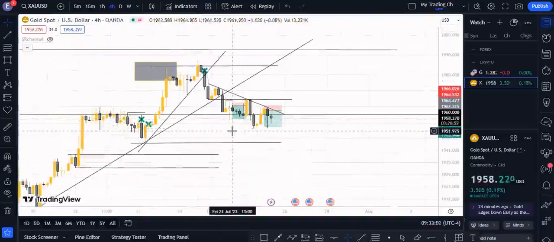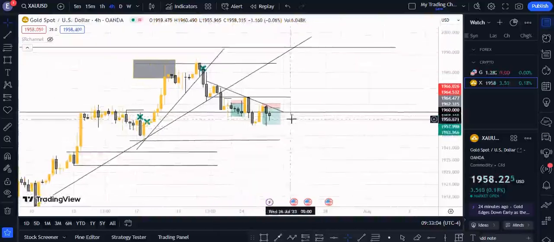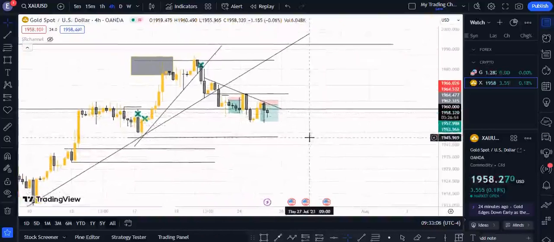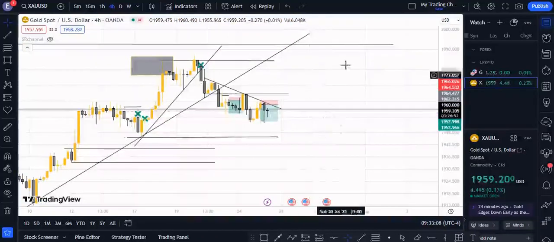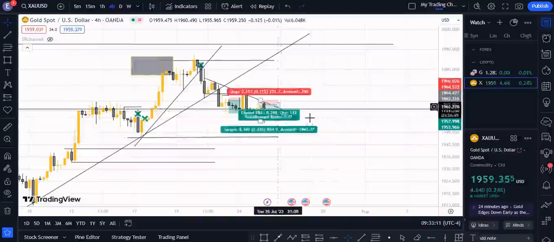And the market is selling. So after I figure that out, then we do what? We drew our trend line. You can see this is our trend line right here.